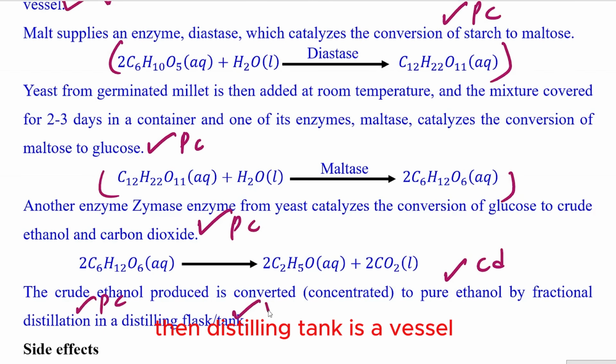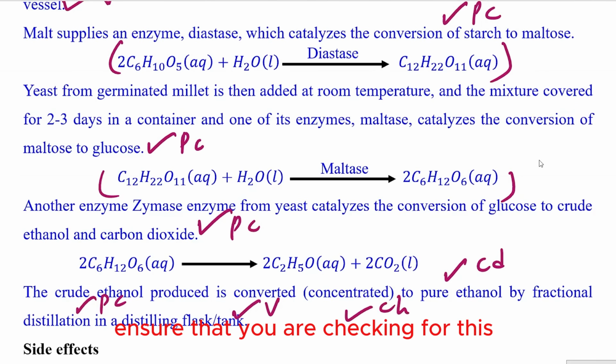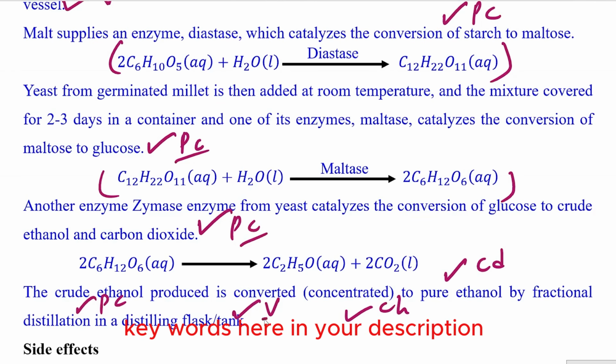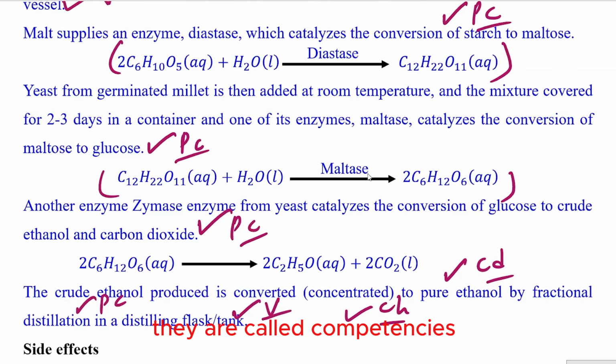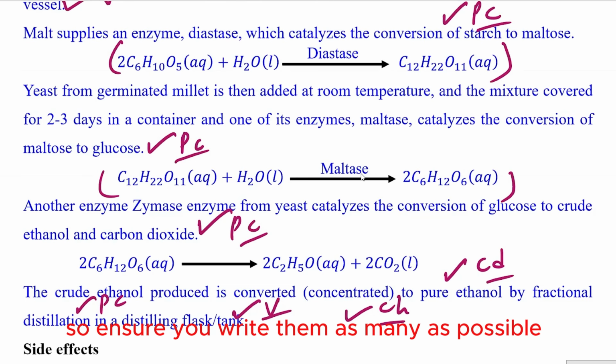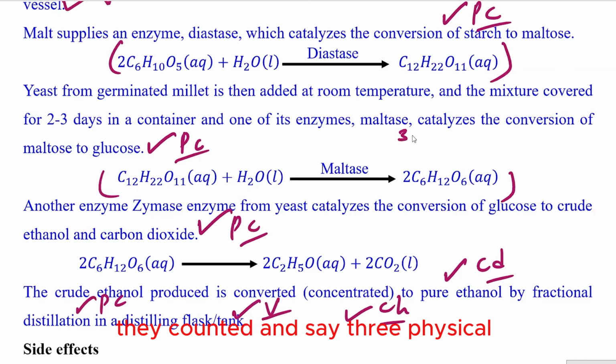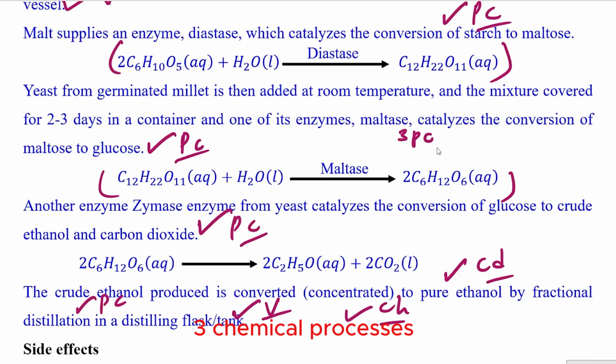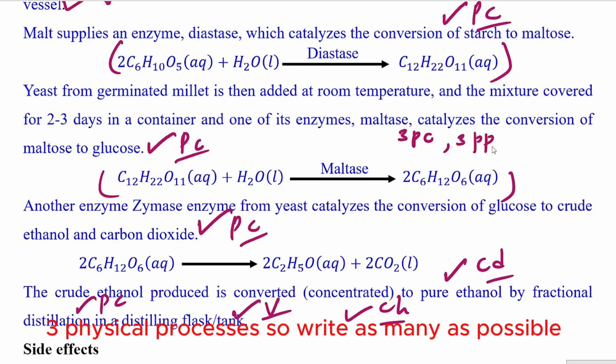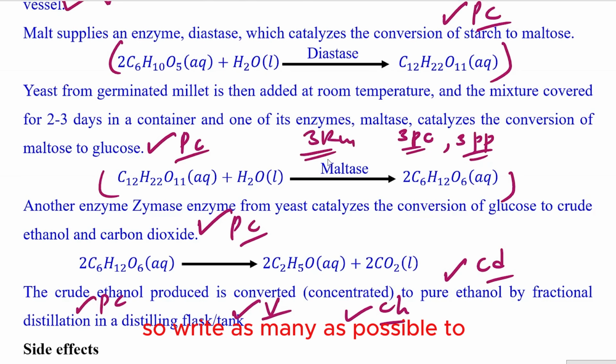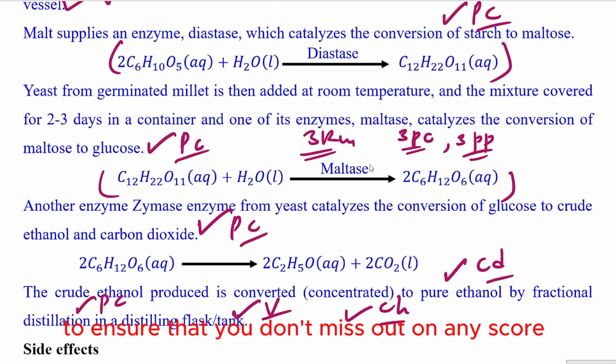Then the distilling tank is a vessel. Then there is coherency. So ensure that you are checking for these key words in your description because they are what they are going to score. They are called competencies. So ensure you write them as many as possible because like last year they counted and said 3 physical, 3 chemical processes. 3 physical processes. So write as many as possible. They say 3 raw materials. So write as many as possible to ensure that you don't miss out on any score.